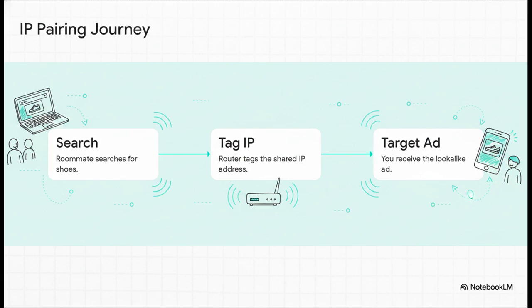So, step 1. Your roommate or your partner is browsing the web on their laptop and searches for those specific shoes you two were just talking about. Step 2. Because their laptop and your phone are connected to the exact same home router, the ad networks tag both of those devices as existing under a shared IP address. Step 3. The algorithm naturally assumes that people living together share interests, demographics, and buying habits, so it serves the ad to your phone too. You see the ad, you remember talking about the shoes, and you instantly assume the phone was listening. But in reality, it was just tracking the digital breadcrumbs of the people physically closest to you.